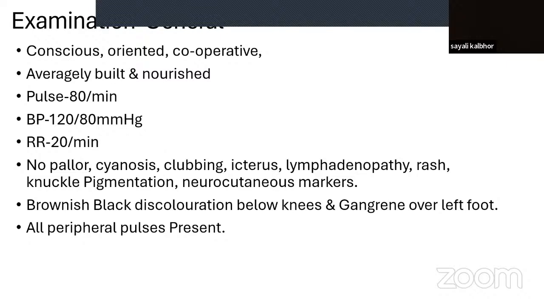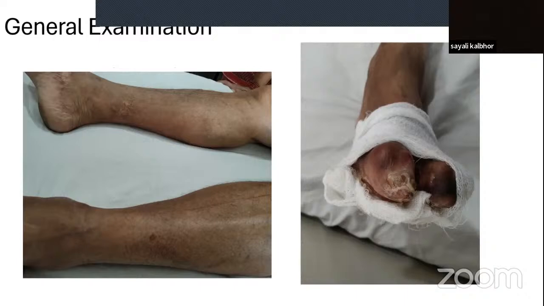There was no pallor, cyanosis, clubbing, icterus, lymphadenopathy, rash, knuckle pigmentation, no evidence of any neurocutaneous markers. There was brownish black discoloration, however, below the knees, and there was gangrene over the left foot because of the burn which he had, and all peripheral pulses were present. This was the discoloration on the shins, and this was the wound he had on the left foot.